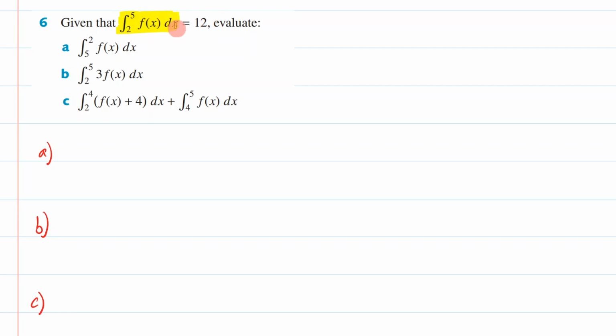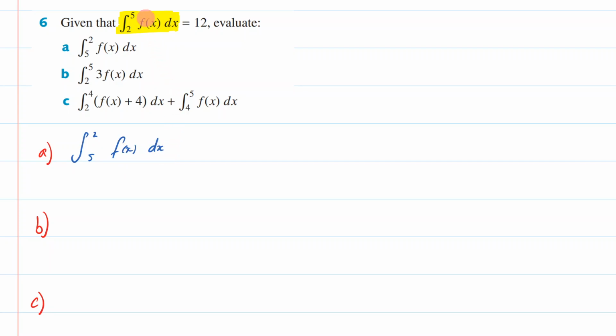We need to remember that this right here is equal to 12. So this definite integral of f of x from 5 to 2 is equal to 12. Let's remember that, because we're going to be trying to find this in each of these answers. You'll see what that means soon. All right, the first one that we've been given is the definite integral of f of x from 2 to 5, so 2 to 5 f of x dx.